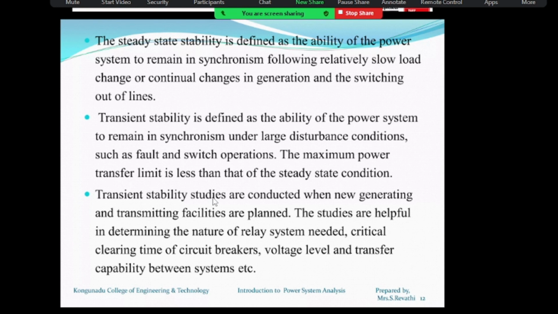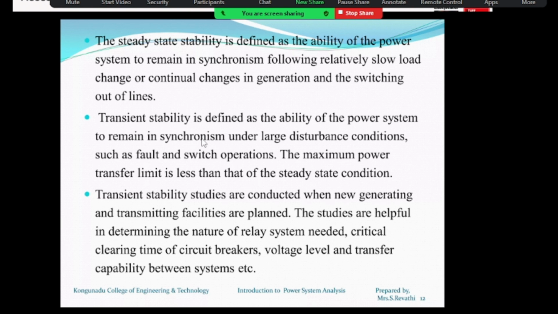Okay. What is meant by steady state? Steady state stability is when the system behavior does not change with respect to time. Transient stability is when system behavior is changing with time intervals. We will discuss it now.